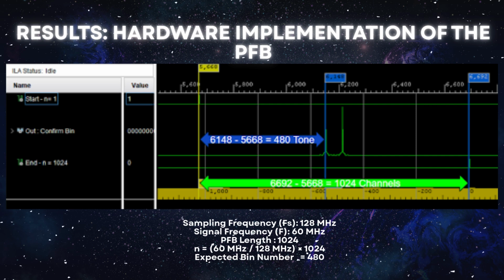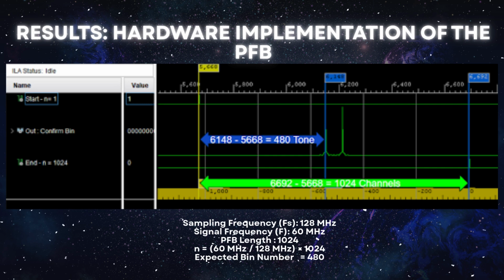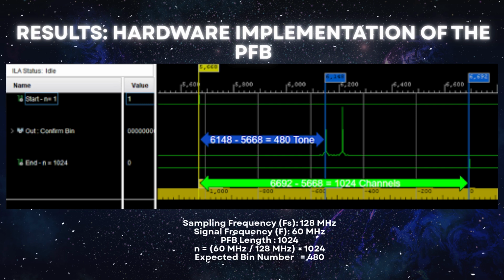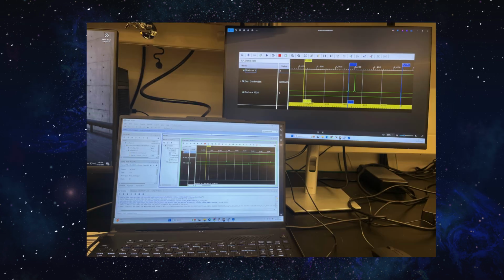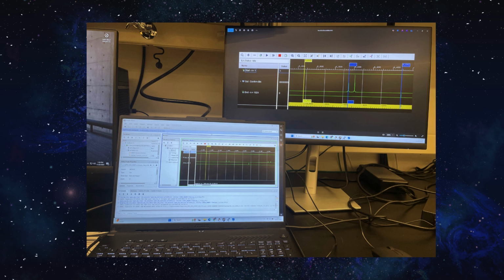You can see our start signal on the left and our end signal on the right, which frame the full 1024 channels. You might notice the extra tone on the right. This is simply a mirrored alias tone, which is standard when passing samples through the ADC. The photo shows our actual setup in the lab. The image on the left screen is the Vivado hardware manager. This is our algorithm results displaying the processed results coming directly from the FPGA in real time, proving the successful physical implementation of the design.